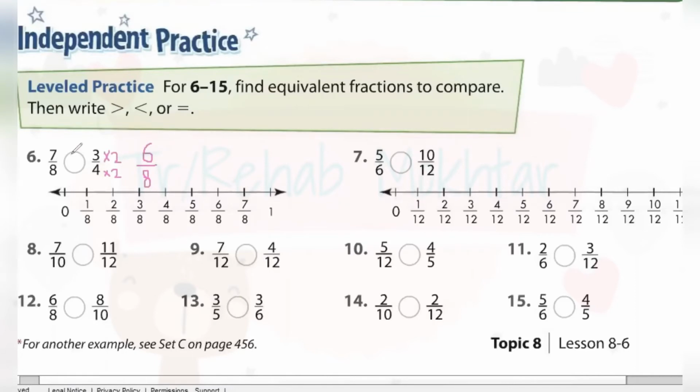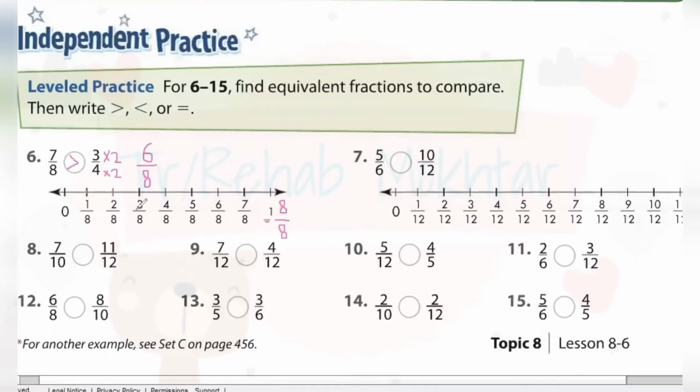Now, teacher, since we have the same denominator, I will compare the numerators. 7 and 6, which is more? 7. Here we have a number line. The distance between 0 and 1 is divided into 8 parts. The first part, 1 out of 8. 2 parts out of 8. 3 out of 8, 4 out of 8, 5 out of 8, 6 out of 8, 7 out of 8, till we reach 8 out of 8, which is 1, as we said before. Any number divided by itself equals 1.